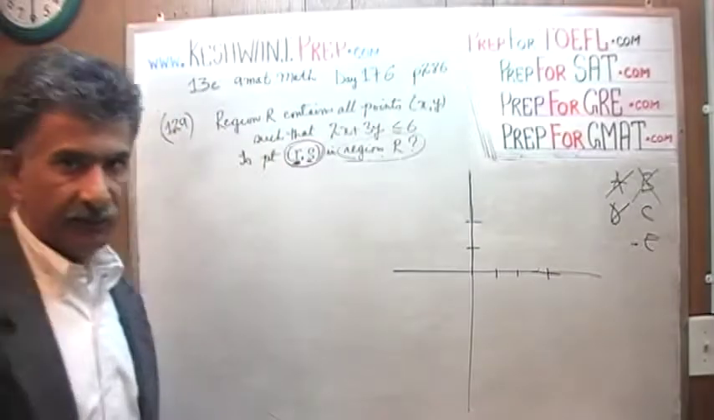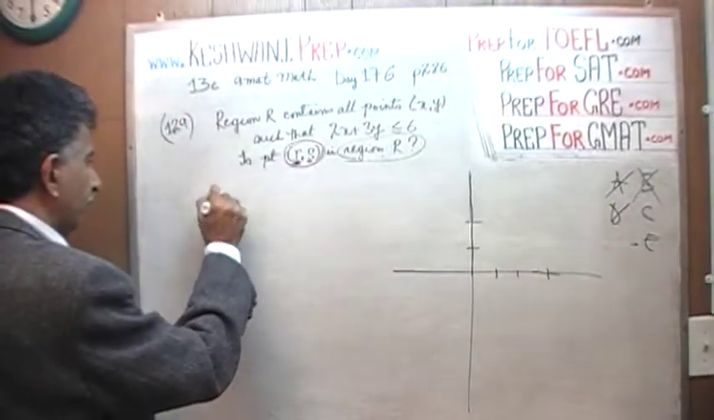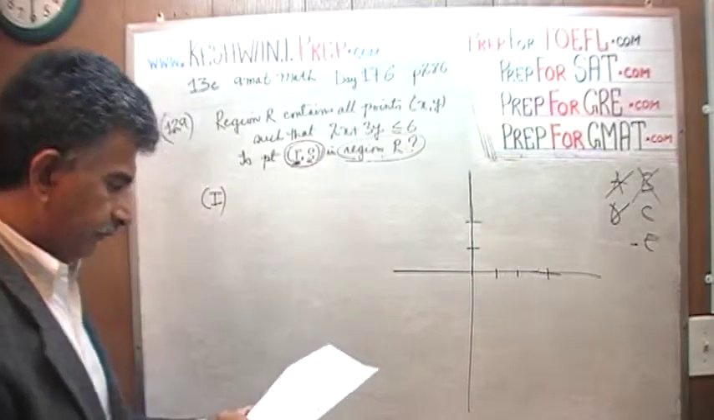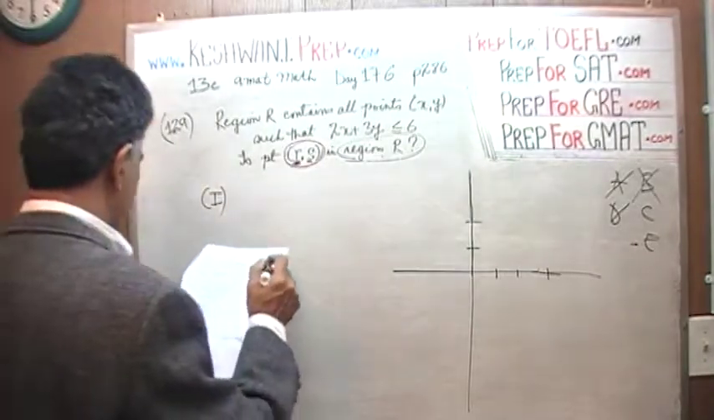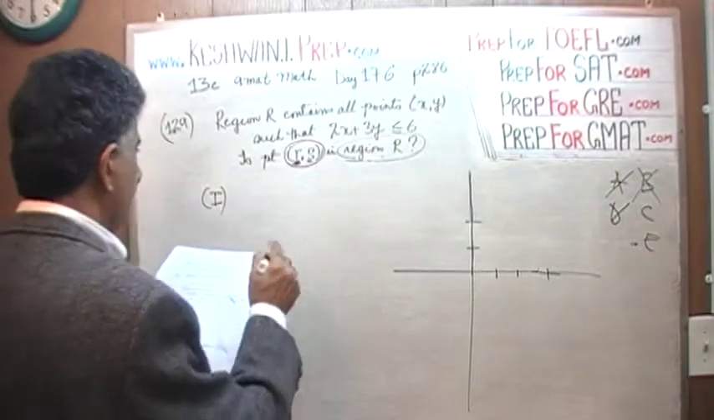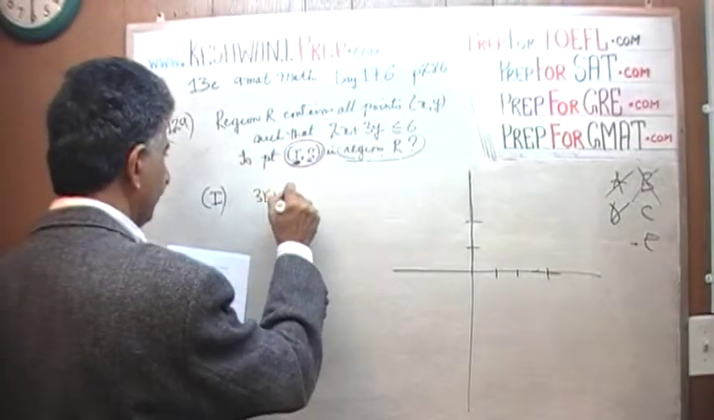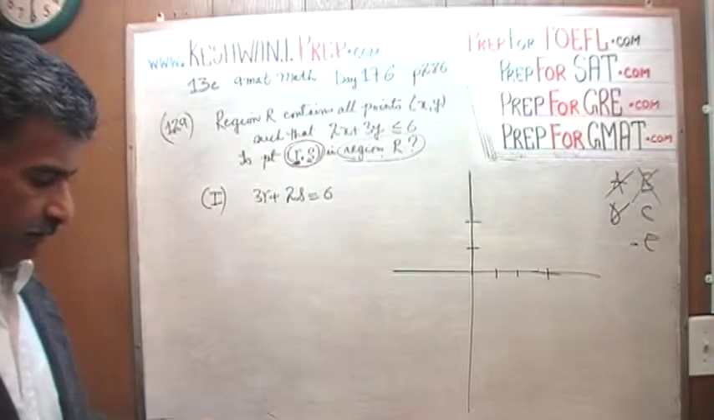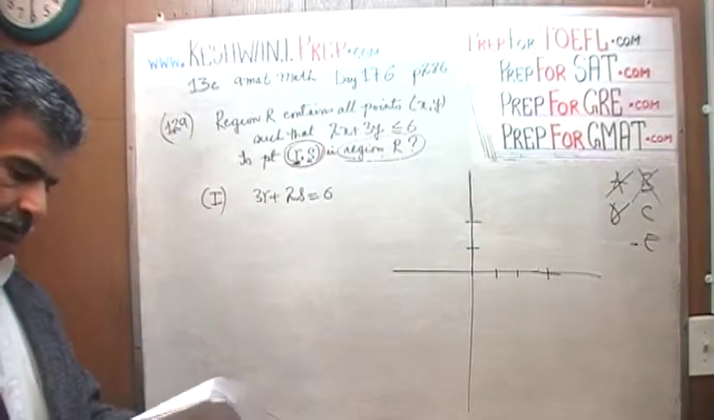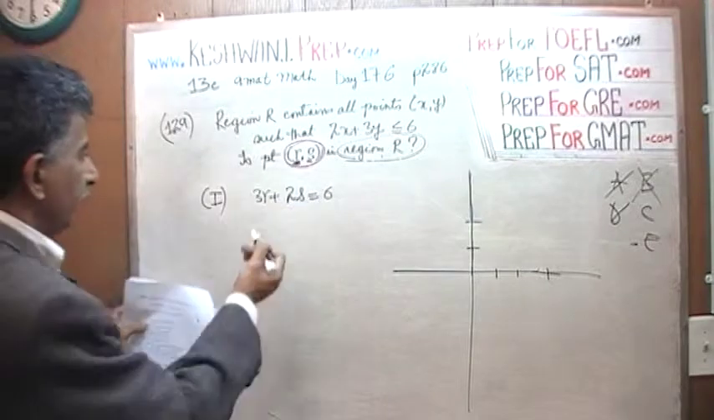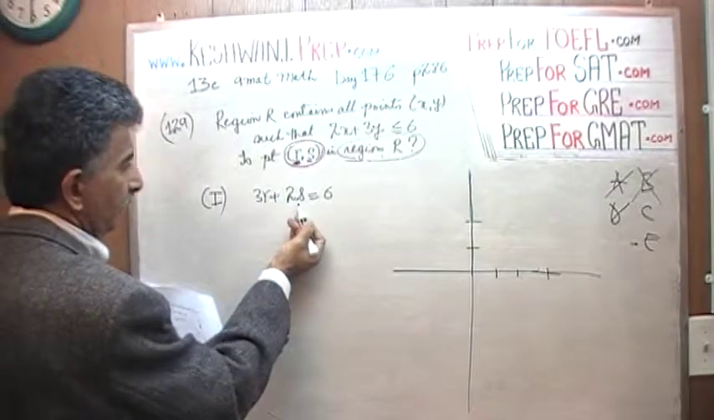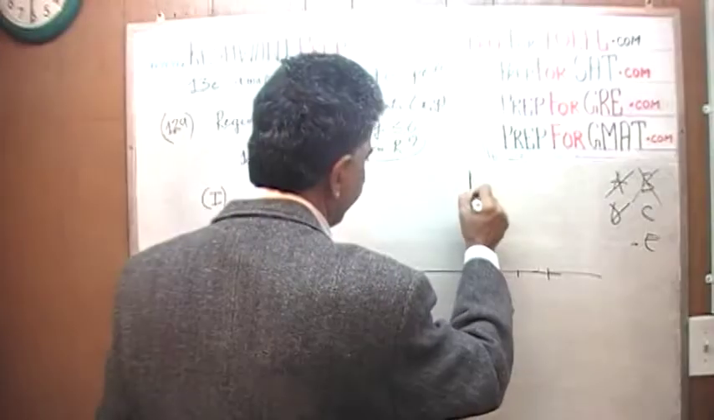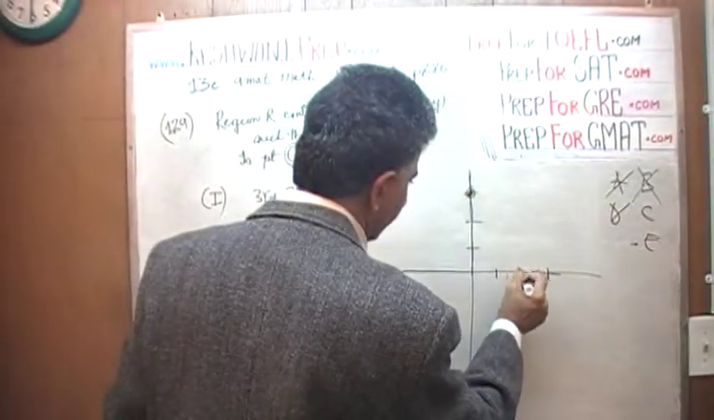Let's see what they first tell us in the two statements. In the first statement they told us that 3r plus 2s equals 6. Again, when r is 0, 2s equals 6, which means s equals 3, which means the y coordinate is 3 right here. And the x coordinate was 2. This was our line M.